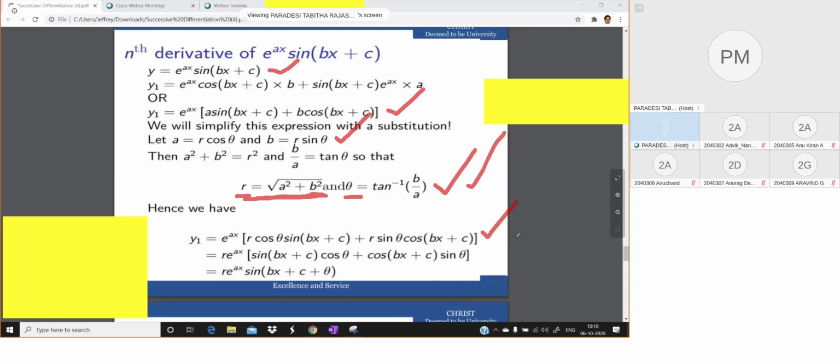Within brackets r is common, so that r is taken out, and then you see a sine a cos b plus a cos a sine b. Can you write this as a sine a plus b? Sine a cos b plus cos a sine b is there, can we write it as a sine a plus b? So is this step right? Any repeat for the first derivative?